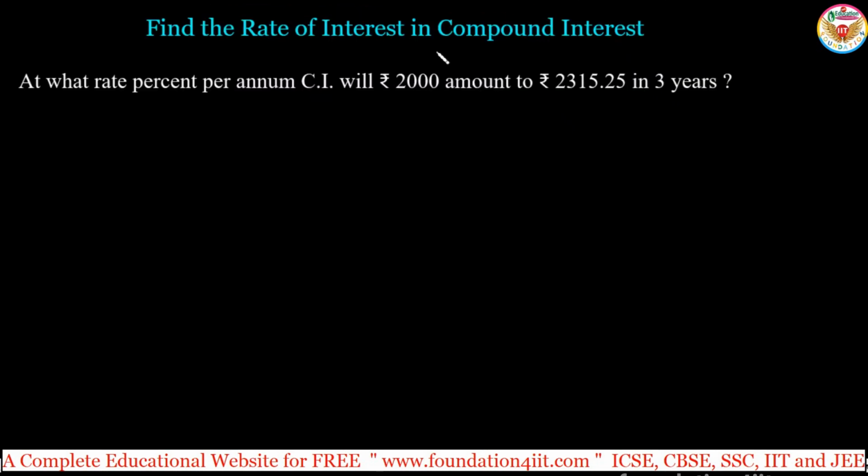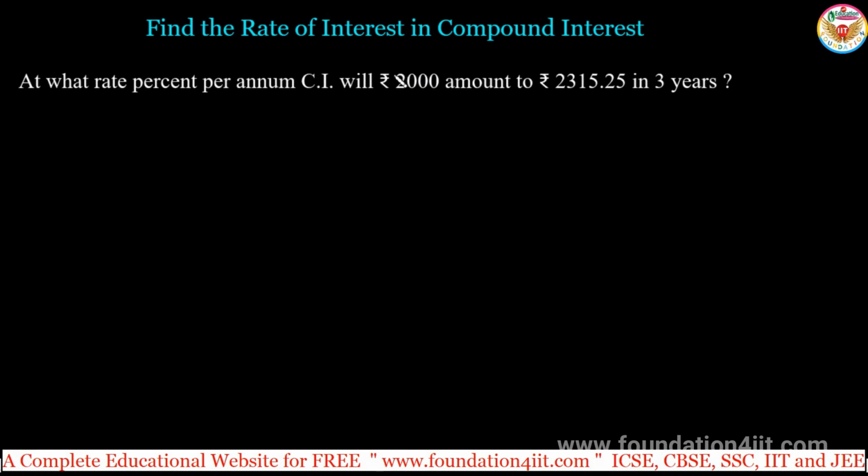Finding the rate of interest in this compound interest topic. According to the problem, we have to find the rate of interest in this question. So let us see how the problems will come and how to solve. Here is the question: at what rate percent per annum compound interest will 2000 rupees amount to 2315.25 in 3 years? This amount 2000 becomes 2315.25 in 3 years. So what is the rate of interest? The rate percent you have to calculate.